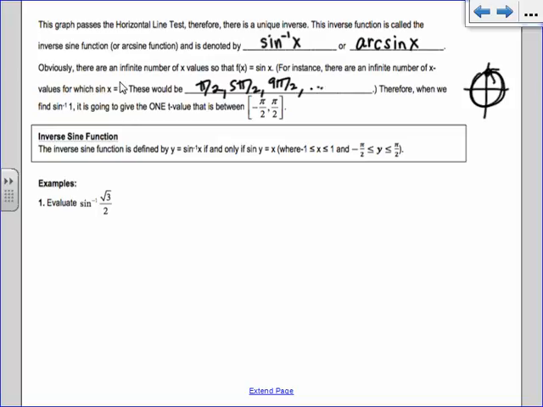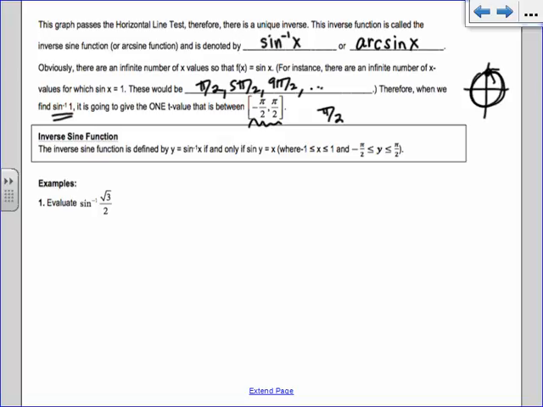And therefore, when we find inverse sine of 1, if you find it on your calculator, you're going to get only one answer. It's not going to give you an infinite number of solutions. It's going to give you the one answer that's on this interval. So your calculator would give you the answer pi over 2 or 1.57. Okay, it says the inverse sine function is defined by y equals inverse sine of x if and only if sine of y equals x.